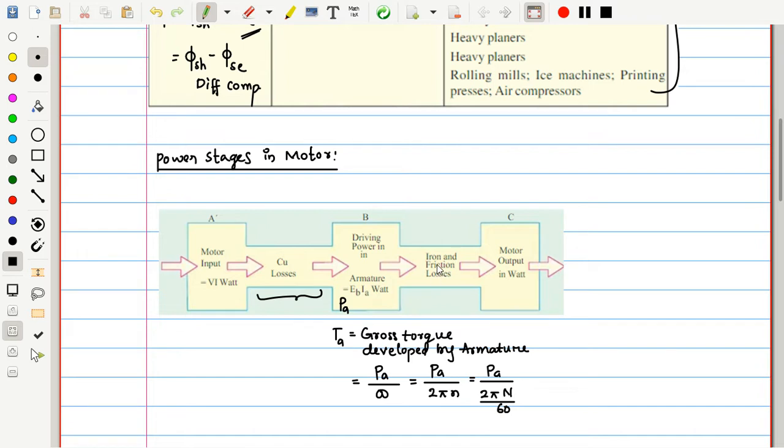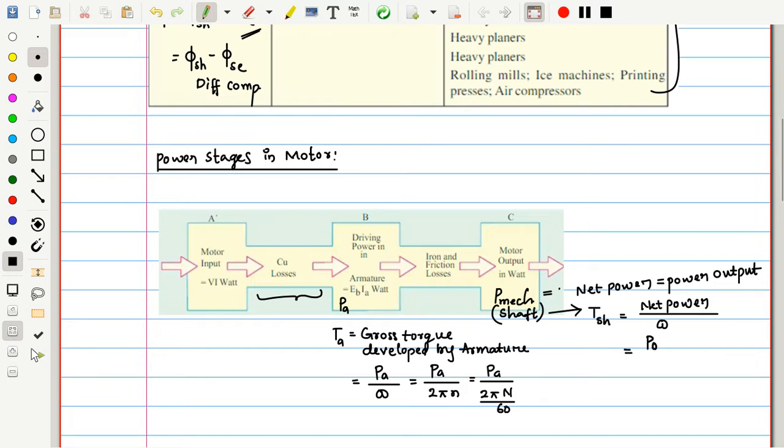Next, if we subtract the constant losses from this armature power, then the left out power is the mechanical power available at the shaft. The amount of power available at the shaft we call the net power or power output. The torque available here we call the shaft torque. The shaft torque can be obtained as net power or power output divided by the speed. The speed of the armature is equal to the speed of the shaft, so I can use the same speed. So this I can write as P out divided by 2 pi n, or P out divided by 2 pi capital N by 60.